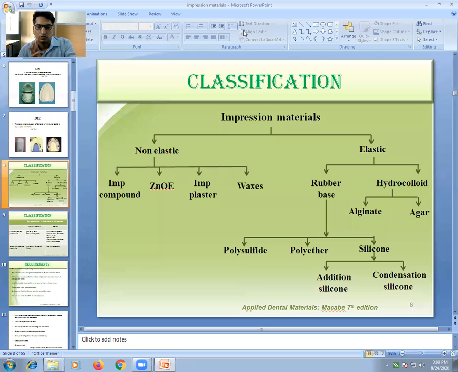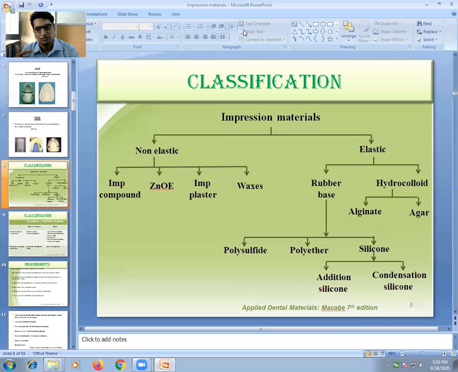Now, what are the non-elastic impression materials? First one is impression compound. Second is zinc oxide eugenol impression paste. Third is impression plaster. Fourth is impression waxes. So impression materials, two types: non-elastic and elastic. In non-elastic, we have impression compound, zinc oxide eugenol impression paste, then impression plaster, and fourth is impression waxes.